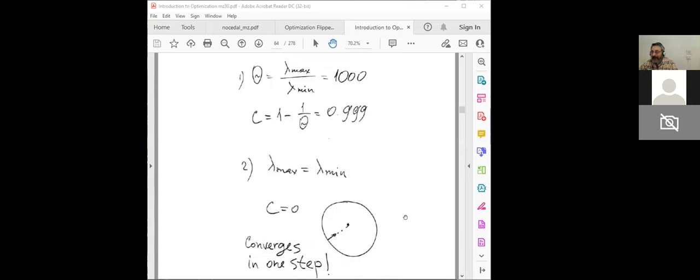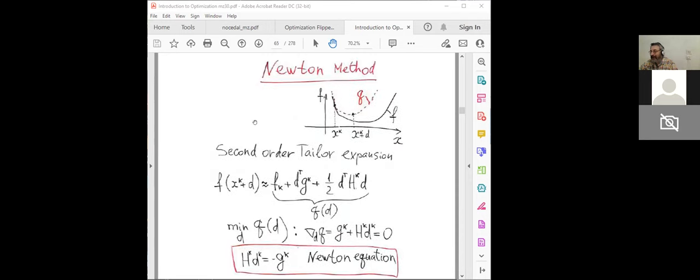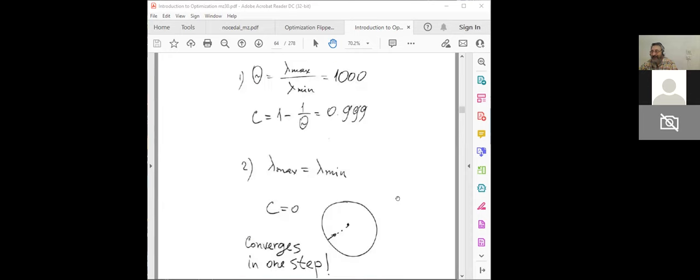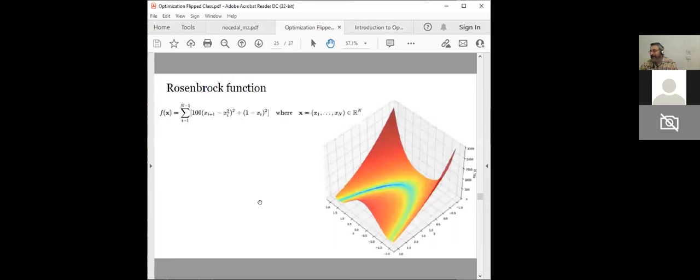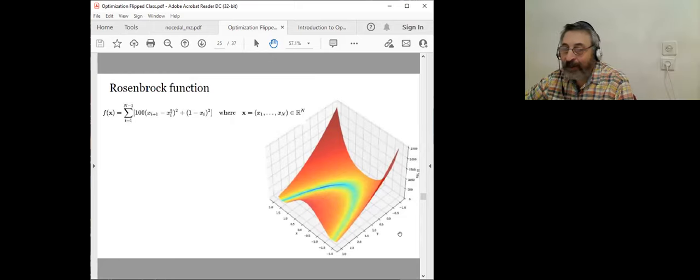Okay, and then we will talk about how the Newton method alleviates this difficulty of gradient descent. And now we will move to our class exercise. The good thing about class exercises in our course is that we actually consider examples from your homework.